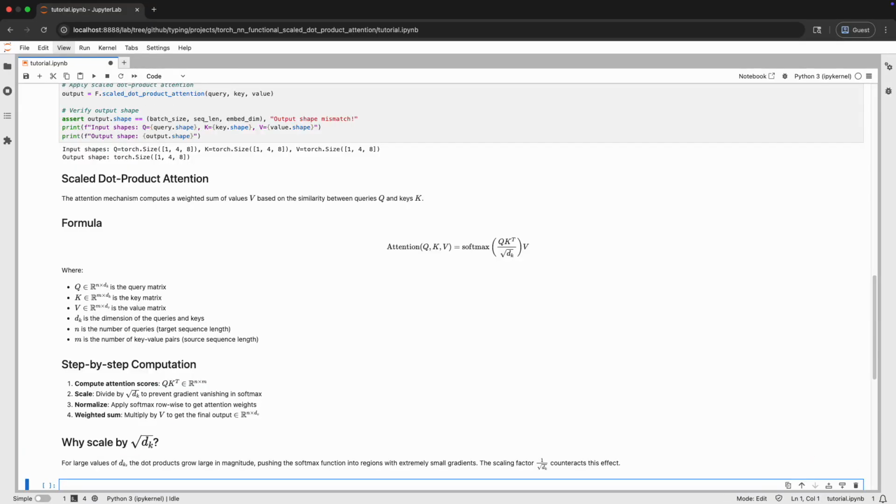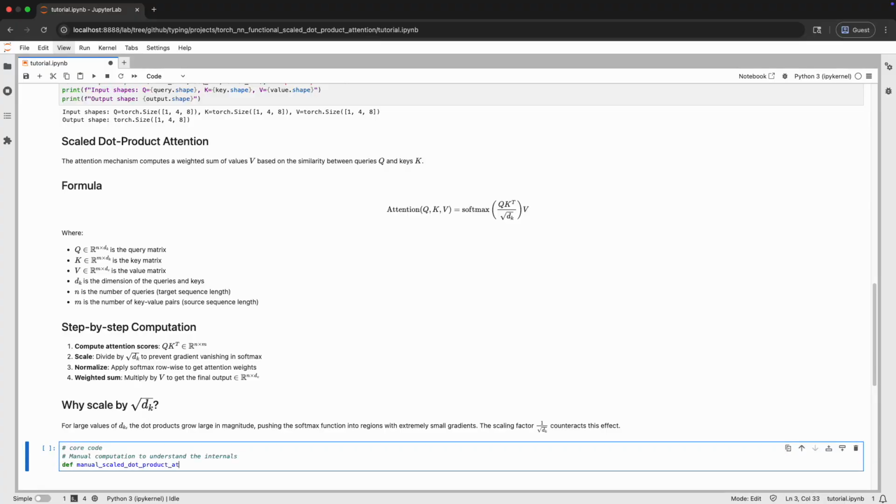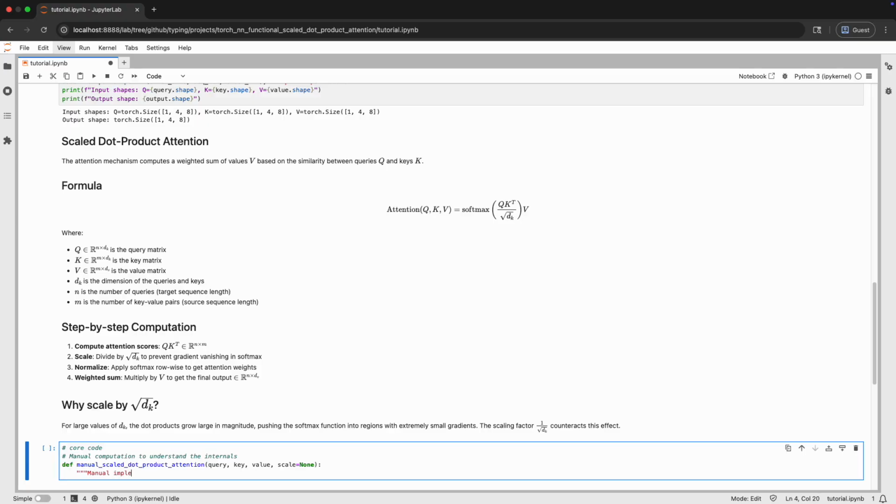Now let me explain the mathematics behind scaled dot product attention. The formula computes a weighted sum of values V based on the similarity between queries Q and keys K. The key insight is that we compute QK transpose to get attention scores, then scale by 1 over square root of dk to prevent gradient vanishing, apply softmax to normalize, and finally multiply by V. The scaling factor is crucial because without it, large dot products would push softmax into regions with extremely small gradients, making training difficult. Let's implement the attention mechanism manually to really understand what's happening under the hood.